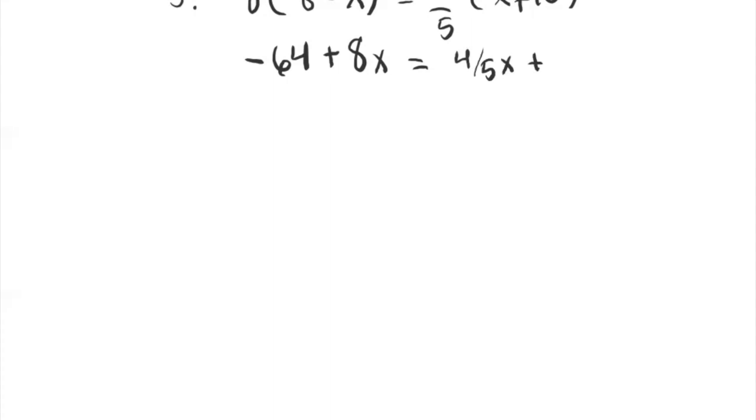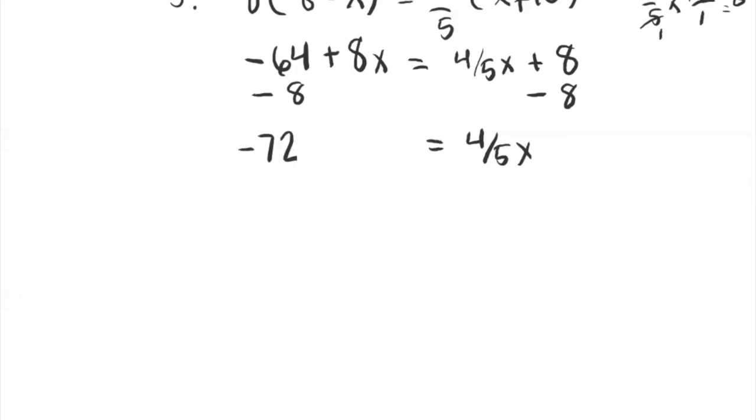You can do that off to the side if you need to. 4/5 times 10: these two will cancel out, 2 over 1. 4 times 2, that's 8. 4/5 of 10 is indeed 8. So now I've got this whole number here that I can actually take away from both sides so that I'm left with 4/5 x is equal to negative 72 plus 8x.